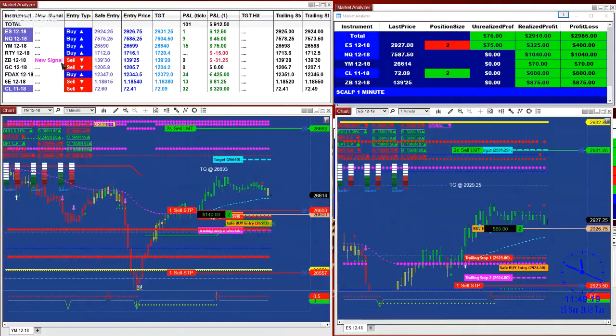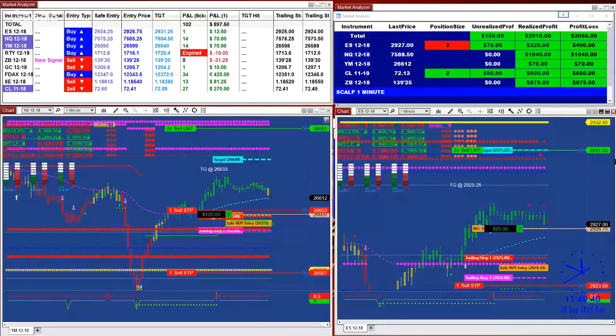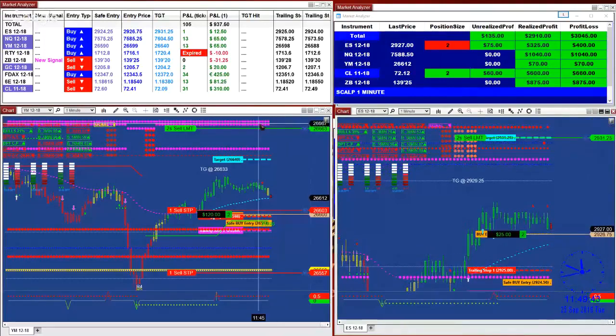New signal on the 30-year Treasury bond. Entry price 139.25, sell order, and then target 139. It's not much really, but this is the new signal on the 30-year Treasury bond, and it seems like this market is gonna drive us crazy today. We're still waiting, but there is a new signal on the 30-year Treasury bond for those guys who want to trade the bonds.